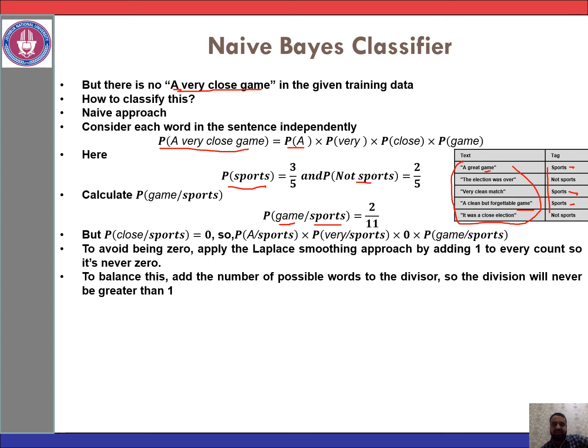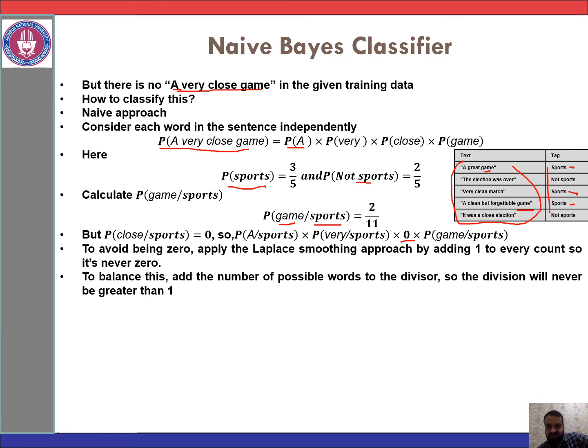Now we can see that close is nowhere in our training data set, and if it is nowhere, then its probability is also zero. And following this rule of independent words, when we multiply these probabilities with each other, then this zero comes, because the probability of close given sports is equal to zero. So there is a problem in this approach.